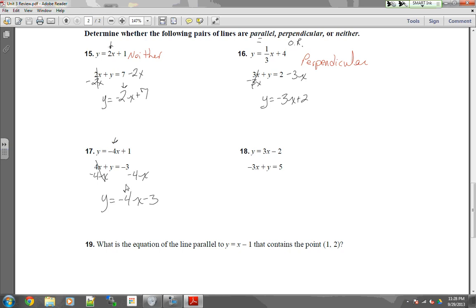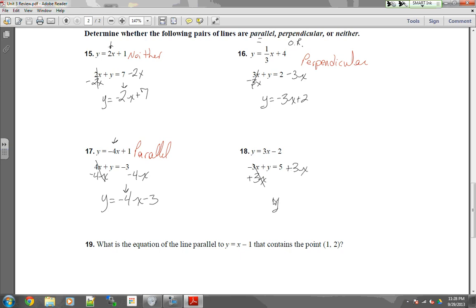All right, let's go to the last one. Again, add the 3x. Let's put it in slope-intercept form. So y equals 3x plus 5. So here we have a positive 3. Here we have a positive 3. Since they are the same, that means it is parallel.